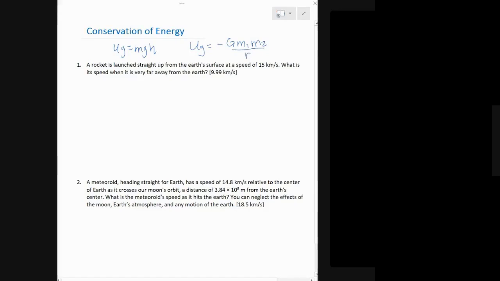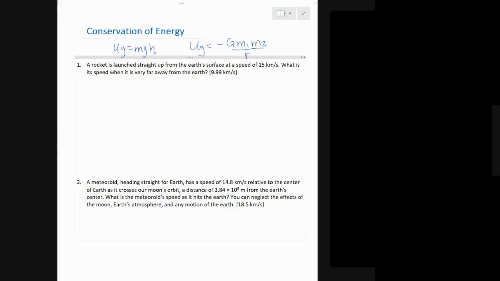Now, in a question, if you're using conservation of energy, you can't mix and match between these two equations. So if we look at question 1, it says a rocket is launched straight up from the Earth's surface. So initially, the rocket is near the surface of the Earth. And then it says, what is its speed when it's very far away? So at the final point, it's far away from the surface. We can't use UG equals mgh initially, and then UG equals negative G M1 M2 over R at the final state. We have to choose one equation for the whole problem. Does that make sense? We're okay with that?